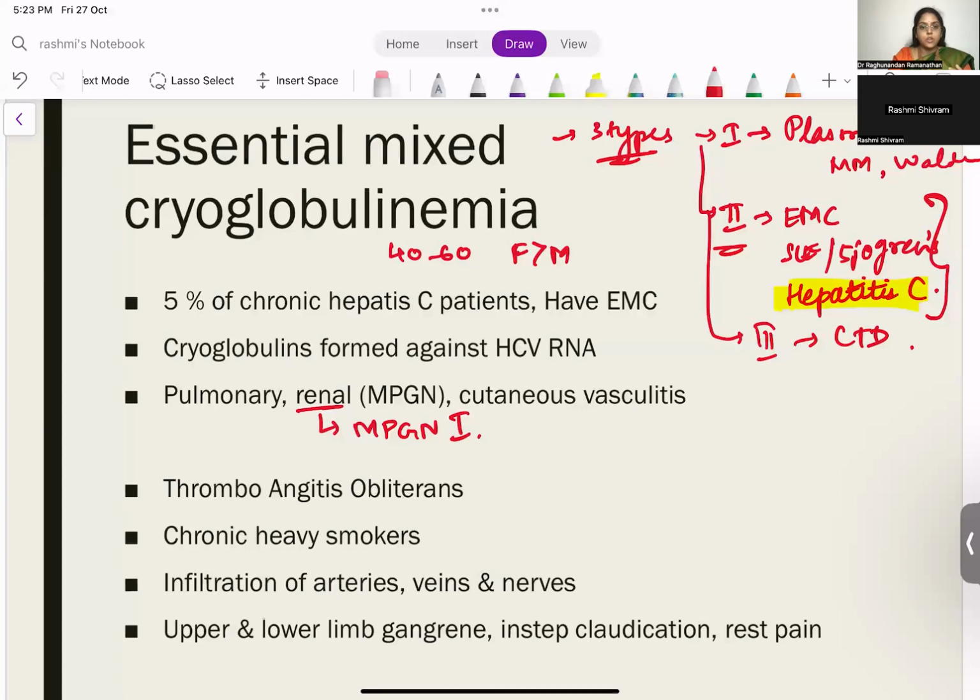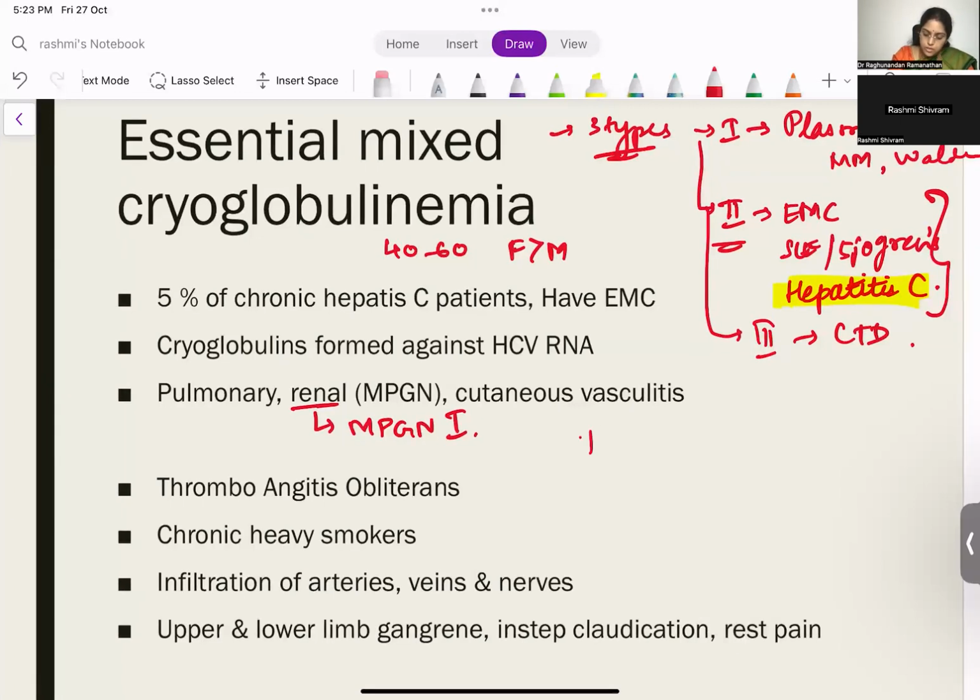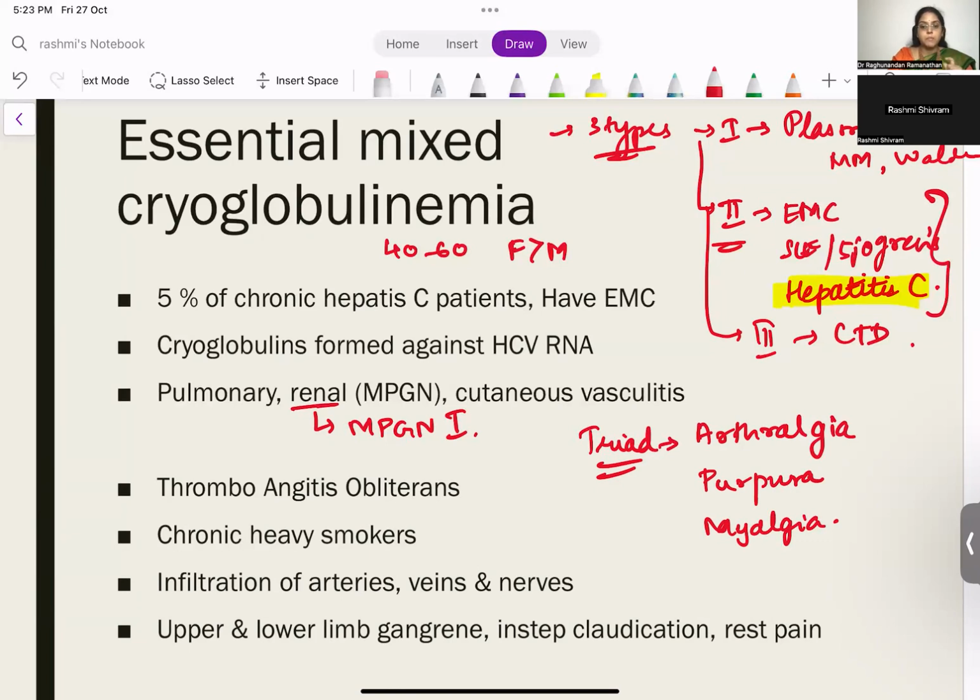So what is the triad of cryoglobulinemia? What is the triad? The triad will be arthralgia, purpura, and myalgia. All these three will be there in essential mixed cryoglobulinemia. Type 2 cryoglobulins, hepatitis C infection. Pulmonary involvement, renal will be MPGN 1. Then cutaneous vasculitis will be there. So gangrene can be there. You can also have ulcers which are not healing for a long time. Okay, these are very, very important for you to remember.